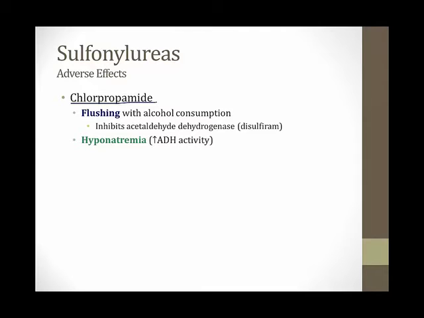It's not used much anymore, but when this drug was used commonly, it could lead to flushing in patients who consumed alcohol while taking chlorpropamide. The reason for this is because chlorpropamide inhibits the enzyme acetaldehyde dehydrogenase, which is necessary for the metabolism of alcohol. This is the same mechanism by which disulfiram works.